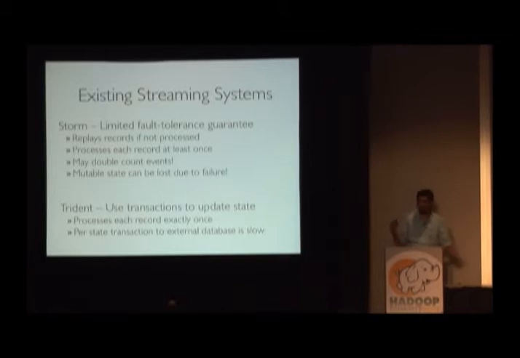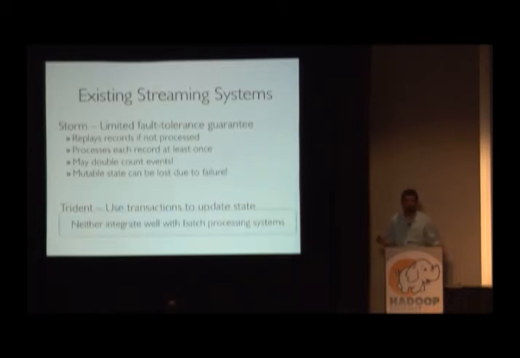Trident was written, which uses transactions to update the state to guarantee exactly-once processing, exactly-once semantics, and the state becomes fault tolerant. But you're doing an external transaction to an external system, Zookeeper or some other system, to do that transactional state updating. And the moment you keep contacting the external system, it harms your throughput. So it is a decent idea, but we believe that we can do better. And neither of these systems integrate very well with batch processing systems, which I hopefully convinced you is a very strong requirement in today's world.